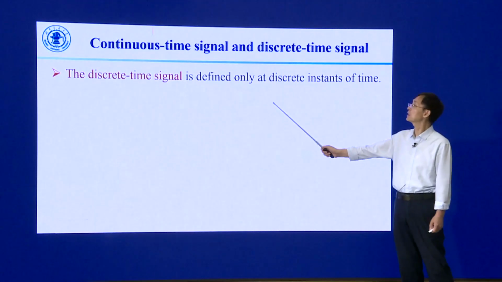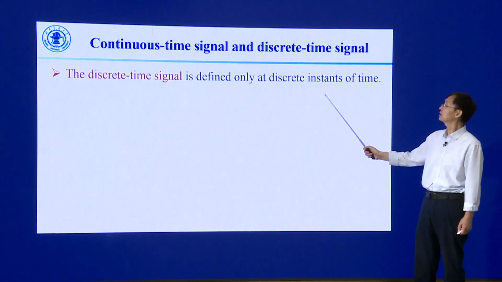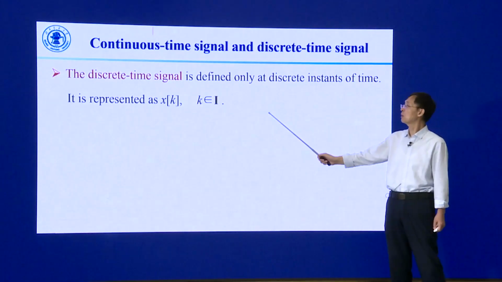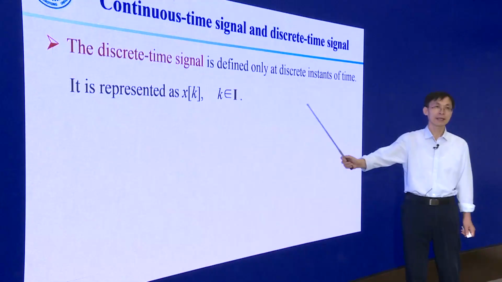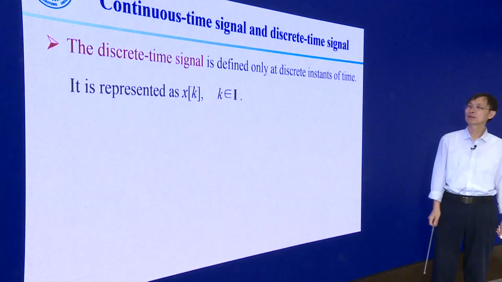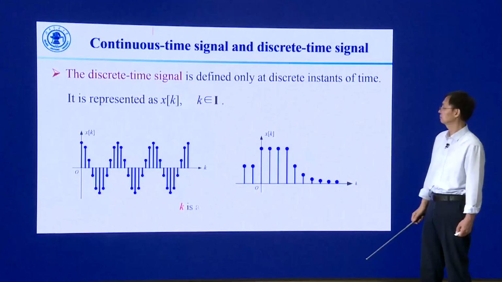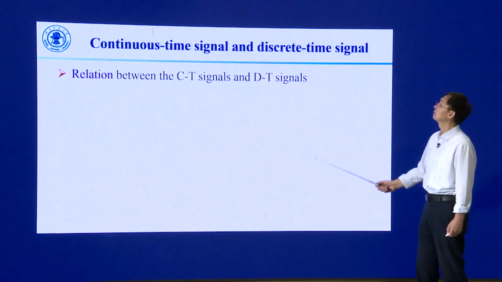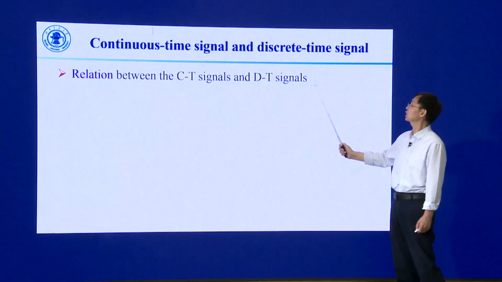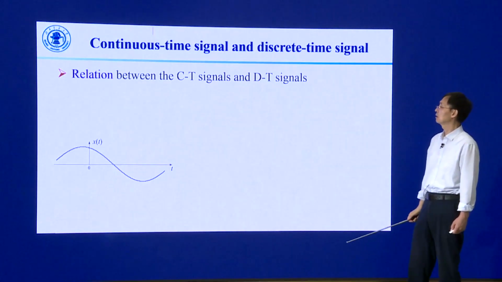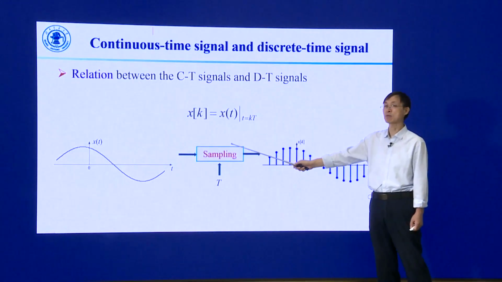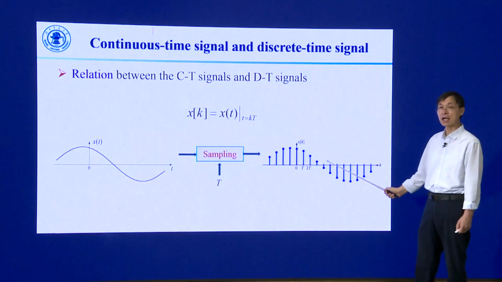The discrete time signal is defined only at discrete instants of time. It is represented as x of k. k can be any integer number. Relationship between the continuous time signals and the discrete time signals: by sampling, we can convert the continuous time signals into discrete time signals.